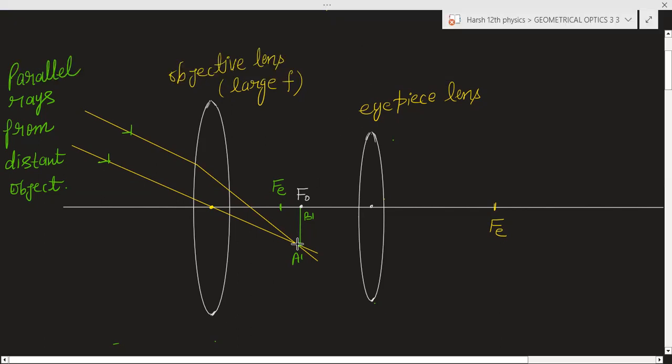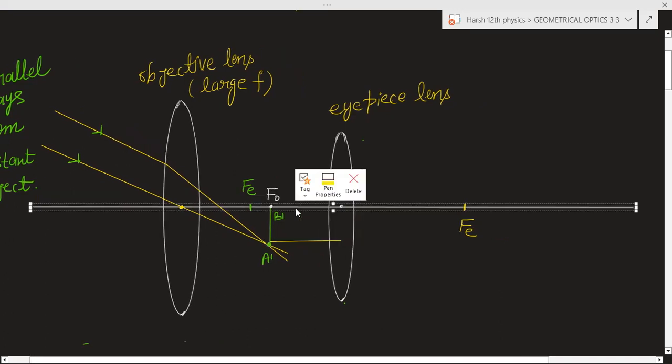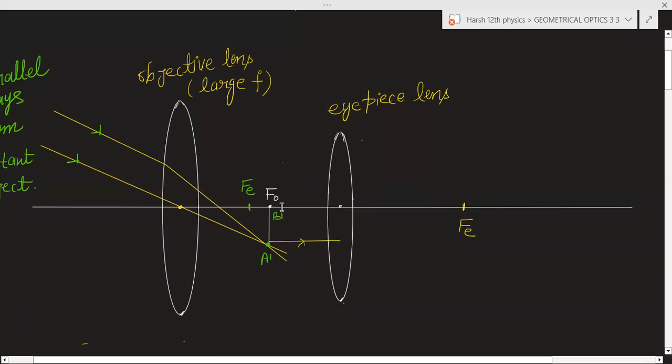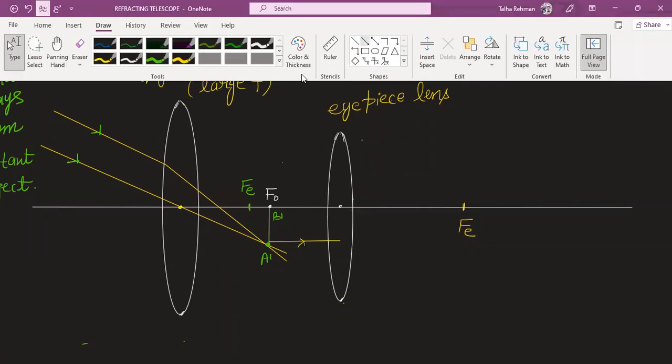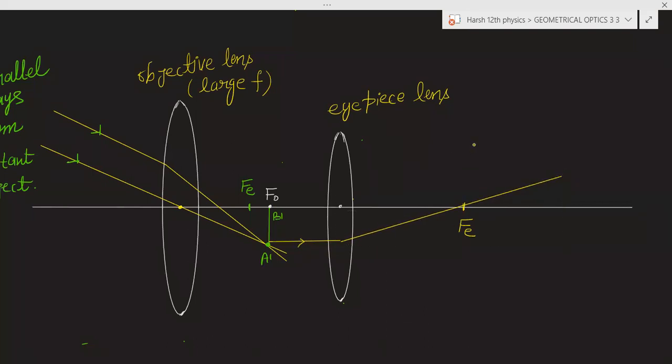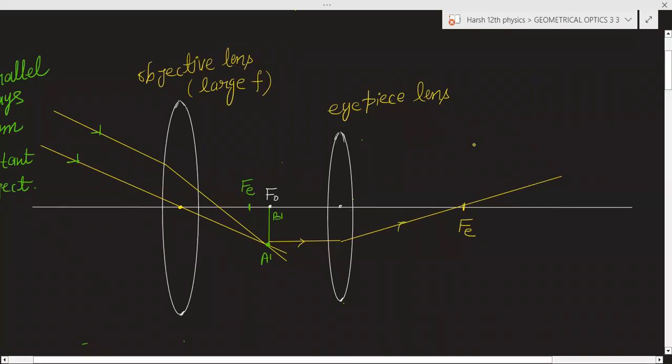First ray from the object is parallel to the principal axis like this, and if a ray of light is parallel to the principal axis, after passing from the lens, it will pass from the focus, second focus. Okay, like this. It can be like this. This is the first case.